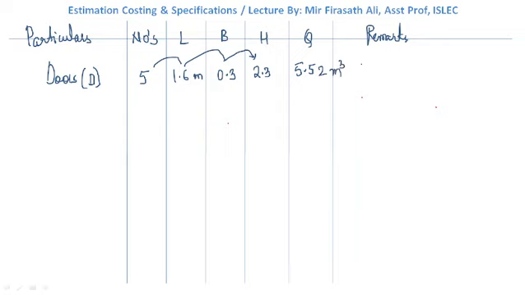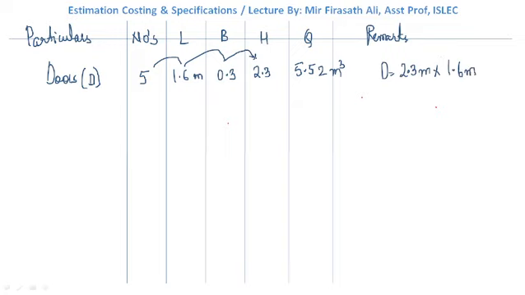In remarks, what can we write? We can write the size of the door. What is the size of the door? Door size D is equal to 2.3 meters into 1.6 meters. This was the dimension of the door.